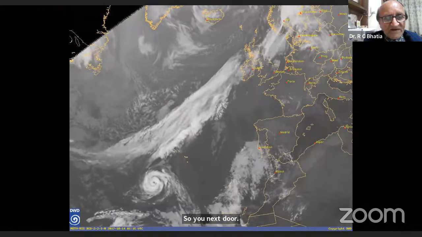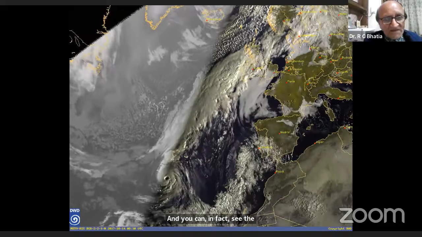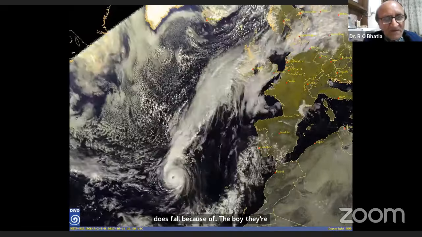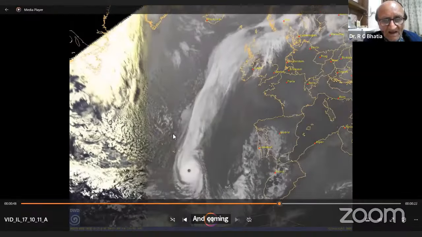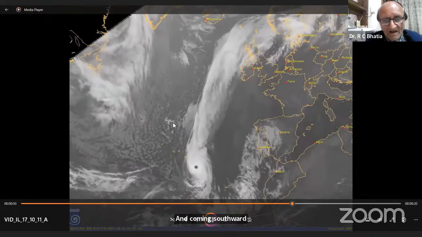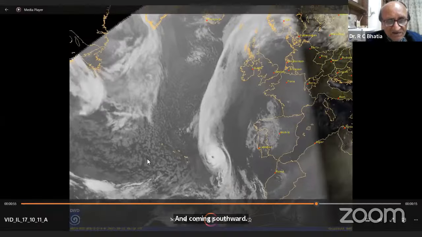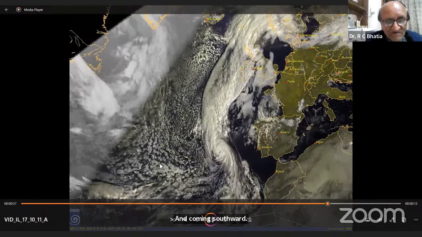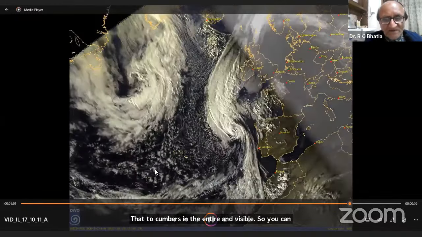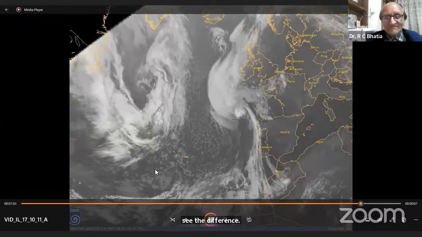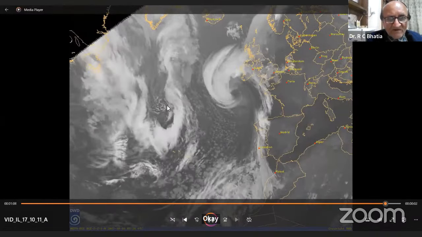And you can in fact see the trough forming, how the trough has formed because of the cold air coming from the north and coming southward. Stratocumulus in the infrared and visible. So you can see the difference, stratocumulus formations, visible and infrared. Trough getting formed once again.